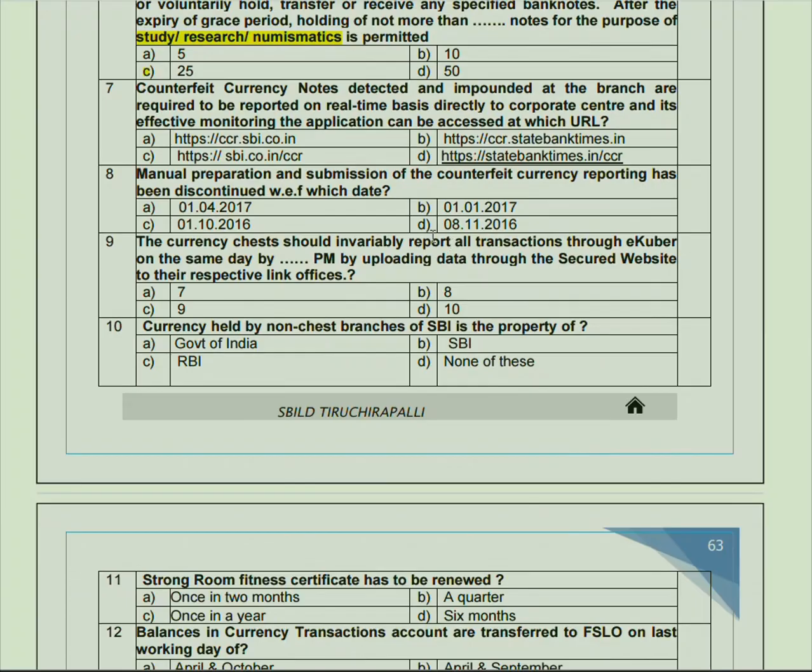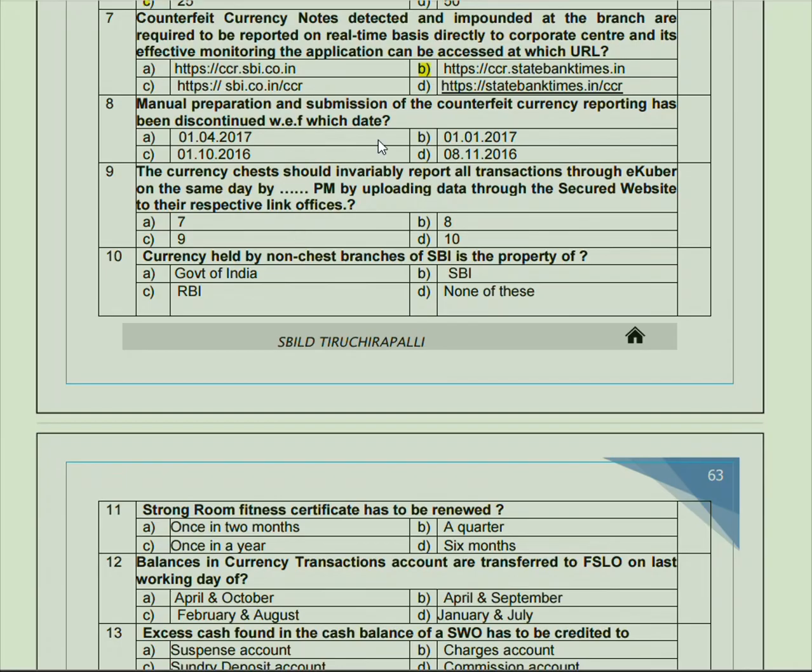Seventh, counterfeit currency notes detected and impounded at the branch are required to be reported on a real-time basis directly to corporate center. And for effective monitoring, the application can be accessed at which URL? So it's cr.statebanktimes.in. Eighth, manual preparation and submission of the counterfeit currency report has been discontinued. From which date? So its answer is 1/10/2016. So manual submission has been discontinued after 1st October 2016. We have to submit it digitally.